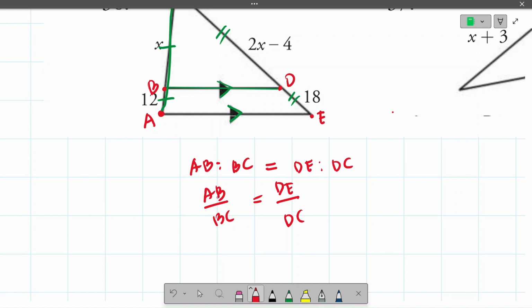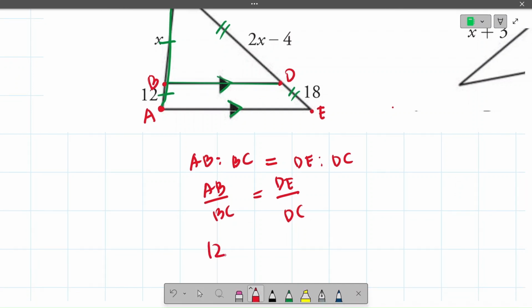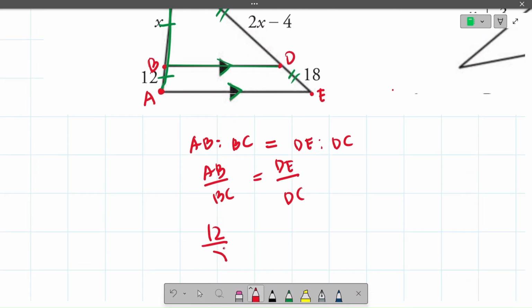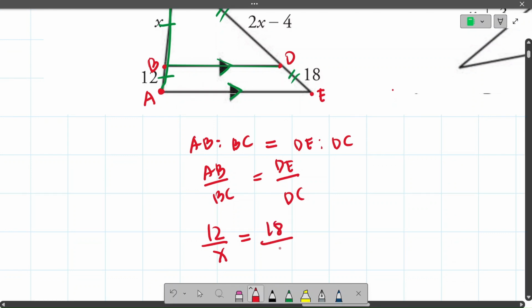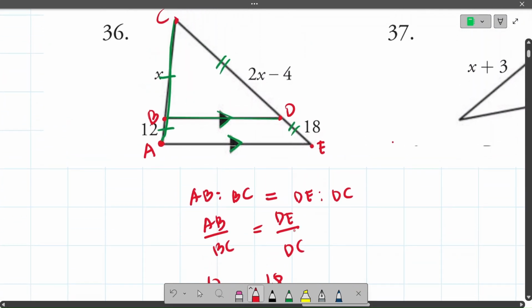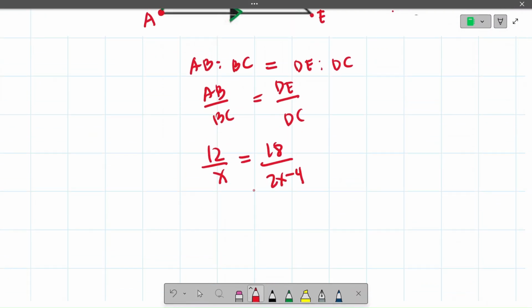We know that AB is, what is AB, class? AB is just 12, right? Over, what is BC? BC is X. What is DE? DE is 18. What is DC? DC is 2X minus 4. Let's recheck nga kung tama. Okay. Now, with the use of the laws of proportions, we cross multiply it, right? So, unahin natin to. Ayun, para madali.